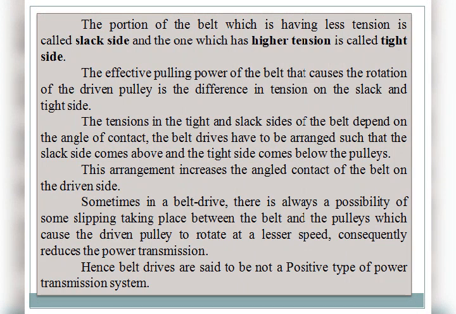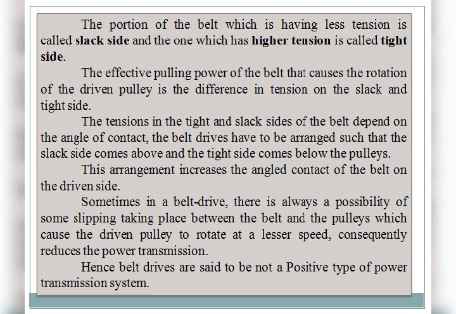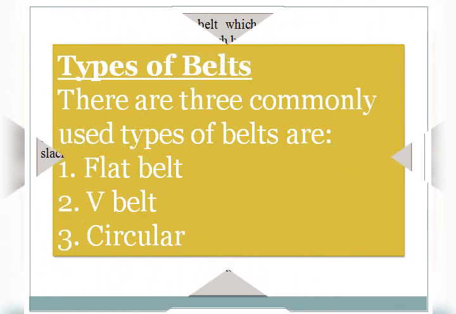Sometimes in a belt drive there is always a possibility of some slipping taking place between the belt and the pulleys, which causes the driven pulley to rotate at a lesser speed and consequently reduces the power transmission. Suppose the slipperiness is more, it is difficult to transmit the required or expected power. So it is very important. Hence belt drives are said to be not a positive drive of power transmission system. We know in case of gear drives, it is possible to transmit maximum power, the reason being that it is a positive drive, but here it is not a positive drive, so it is not possible to transmit complete power.